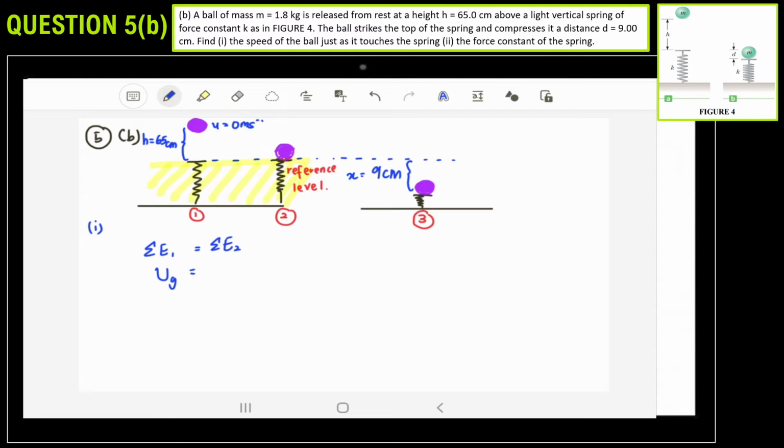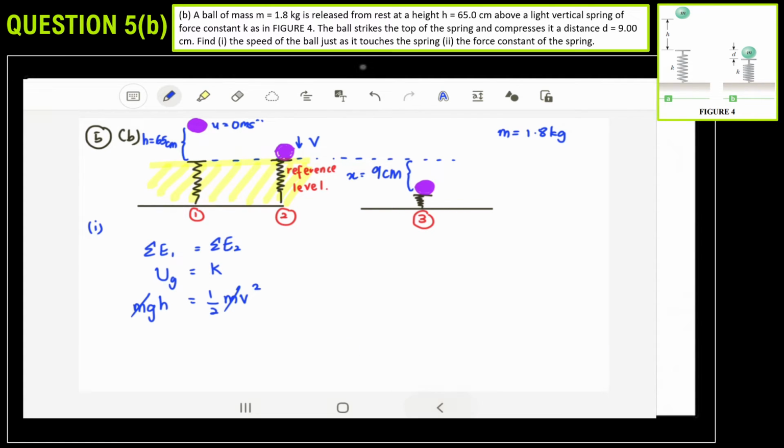Okay, and what happened to the ball at the second condition? At the second condition, the ball is moving downward, and here we have a speed of V. So now we have kinetic energy at the second condition. When we write our equation, the potential energy is equal to the kinetic energy. M is the mass of the ball, given as 1.8 kg. So mgh equals half mv squared. We can cancel M, and now I can find the speed of the ball just as it touched the spring.